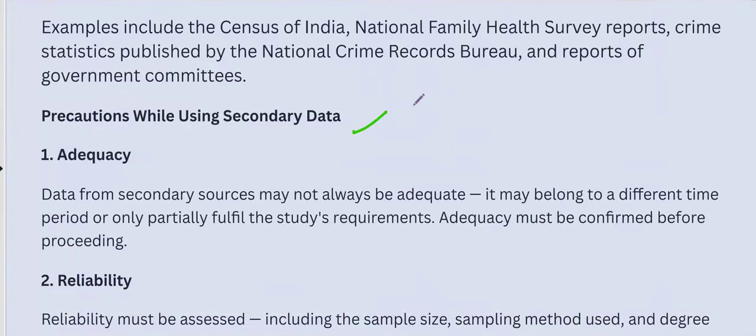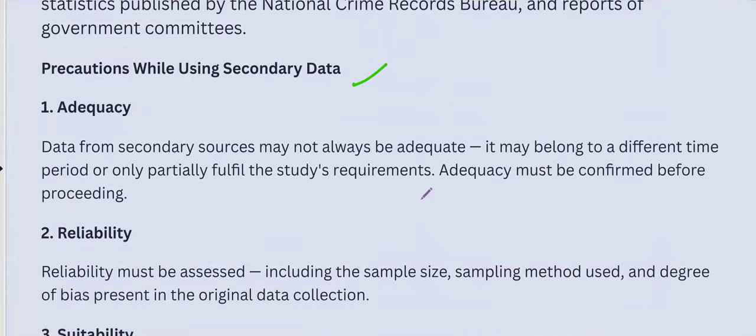However, the precautions that we should keep while using secondary data: the first one is adequacy. Data from secondary sources, as in the example of Durkheim, may not always be adequate. It may belong to a different time period, 50 years old data, partially fulfilling the requirement of your study. So data adequacy should be confirmed. Is it relevant to my study? Is it relevant to my time period of study? If I am studying Generation Z and the data I have collected is of the Boomer generation, for example, it will not suffice.